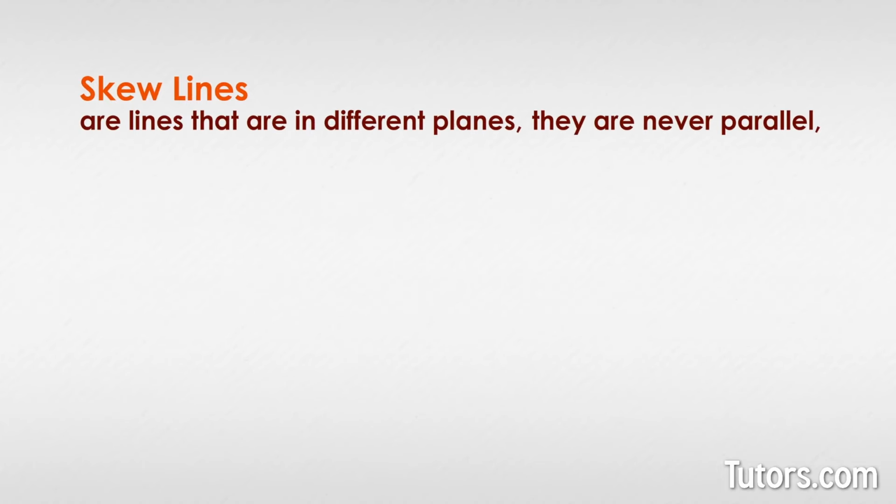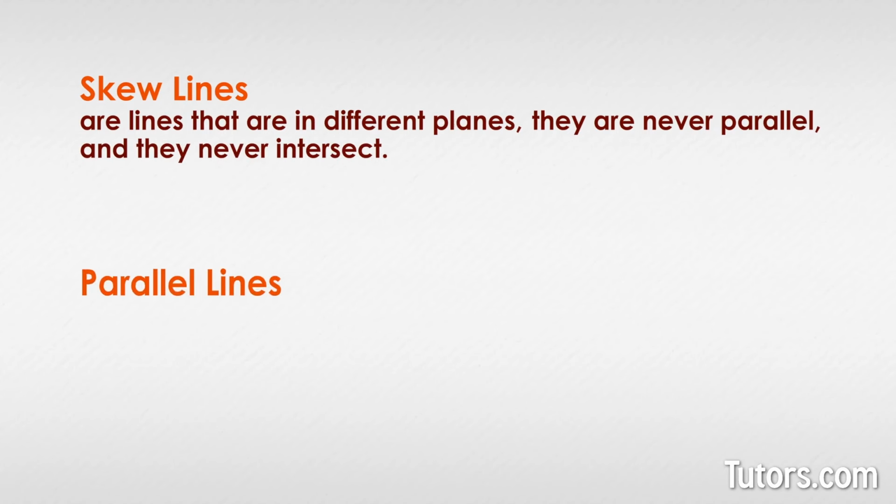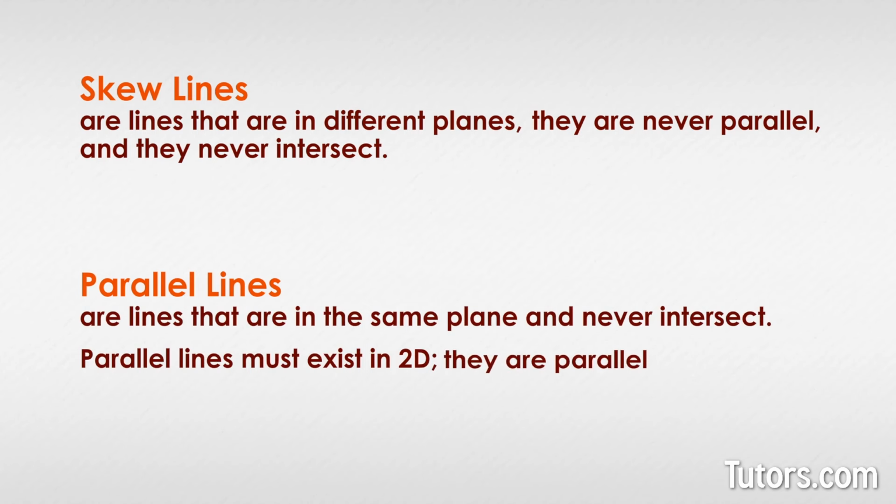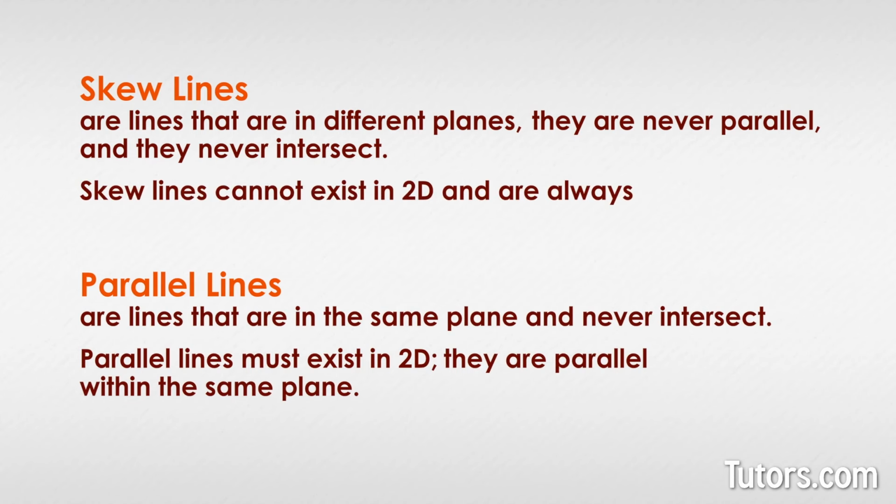What are skew lines? Skew lines are lines that are in different planes. They are never parallel, and they never intersect. On the other hand, parallel lines are lines that are in the same plane and never intersect. In other words, parallel lines must exist in two dimensions. They are parallel within the same plane. Skew lines cannot exist in two dimensions and are always in different, non-intersecting planes.